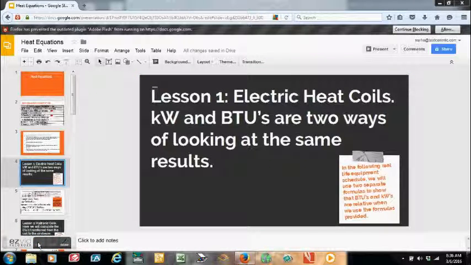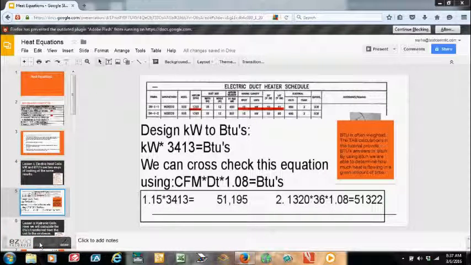Lesson 1. Electrical heat coils. Kilowatts and BTUs are two ways of looking at the same results. In the following real-life equipment schedule, we will use two separate formulas to show that BTUs and kilowatts are relative when we use the formulas provided. Here you will see we have, wait for it to load, here we go.